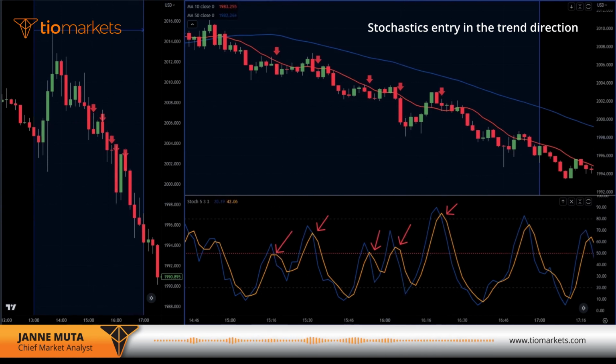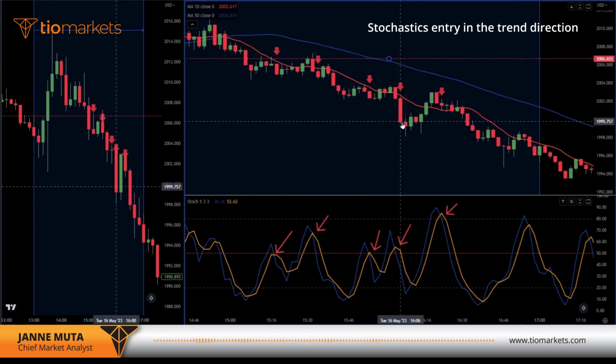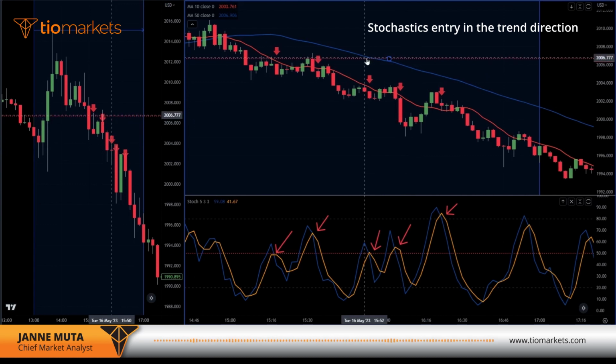We need to consider where we take the loss. And here I think the logical level to place stops is maybe 2 times this recent volatility, or somewhere above the blue, the slow moving average. And then obviously you would have the stops for all of these different entries at different levels. And if there is a big difference between the entry price, like the candle closes here, and the stop price, you have to adjust the position size.